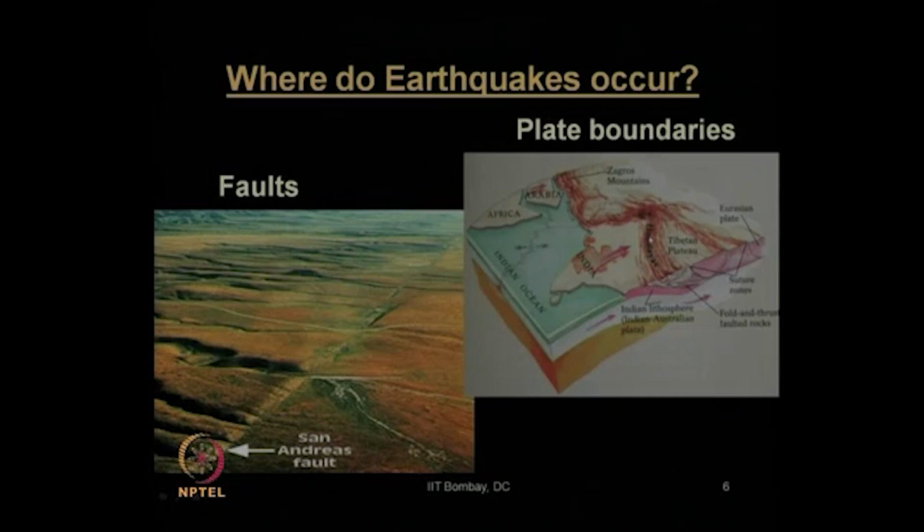Where do these earthquakes occur? One can be due to the plate boundaries between two plates. These are the possible locations of tectonic plate movement type earthquake, or another can be the fault rupture earthquake.